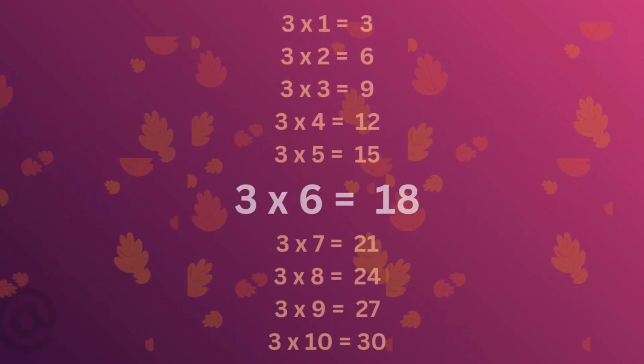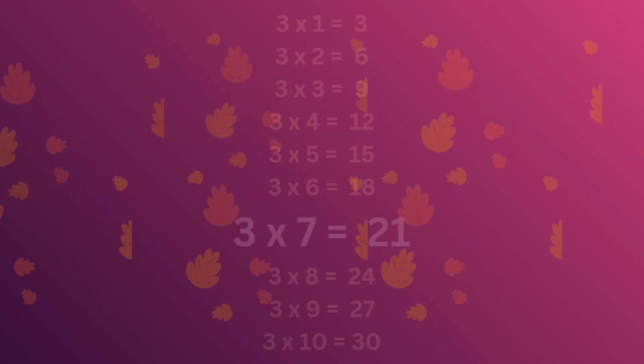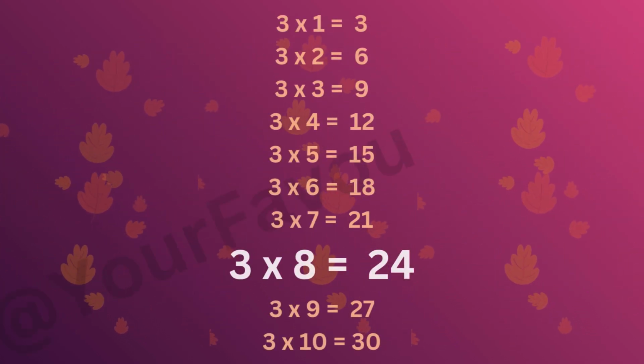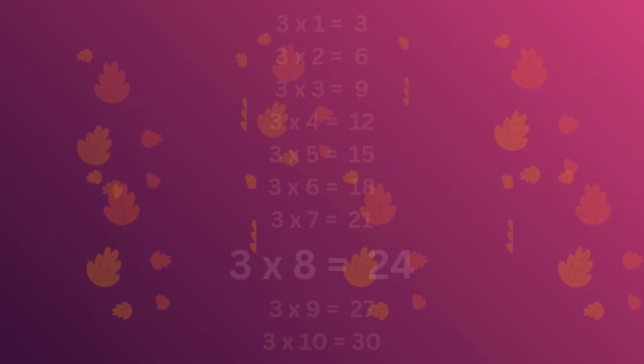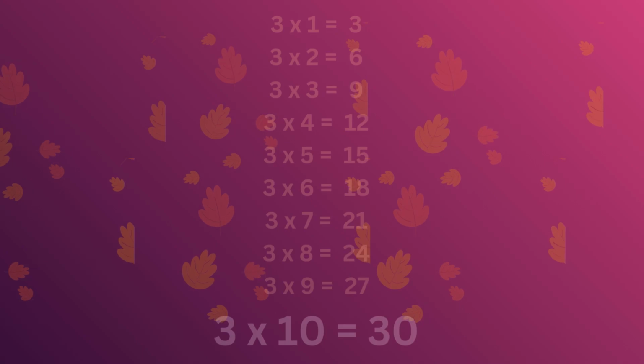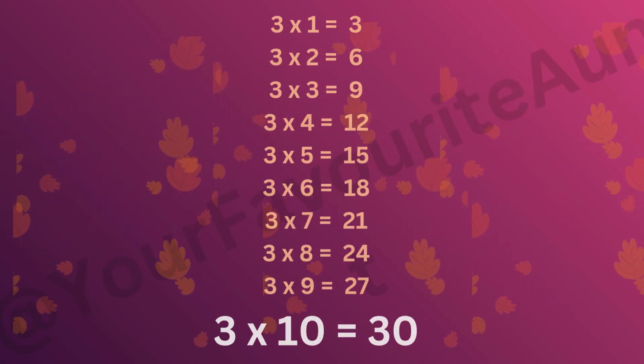3 times 6 is 18. 3 times 7 is 21. 3 times 8 is 24. 3 times 9 is 27. And 3 times 10 is 30.